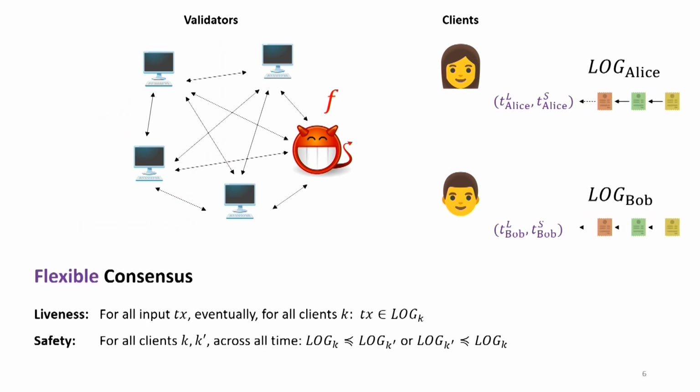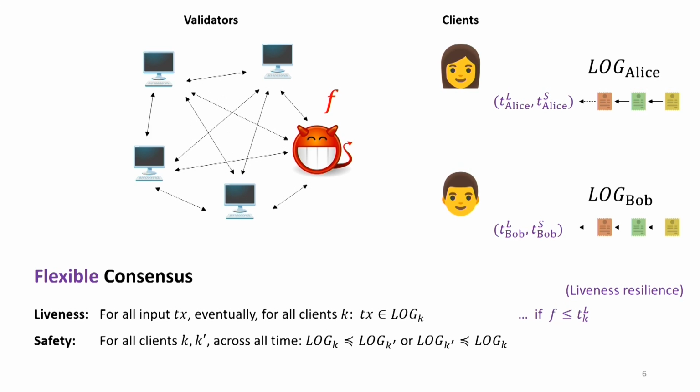Typically, when you talk about consensus protocols, you want liveness and safety properties. So in the case of flexible consensus, these are the properties you want. Liveness means for all transactions input to the validators, eventually for all clients, this transaction is a part of their log, but only if the fraction of adversarial validators, F, is smaller than the liveness resilience that is chosen by the client K. So each client chooses their own liveness resilience.